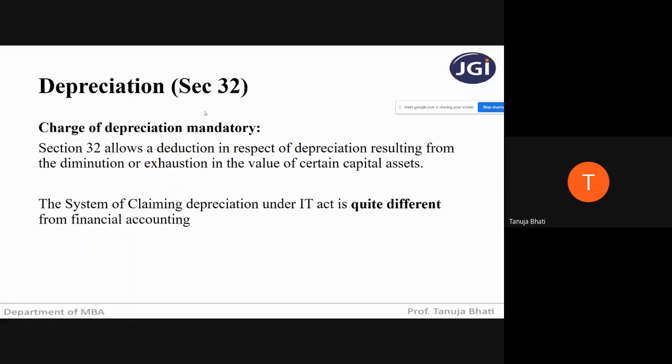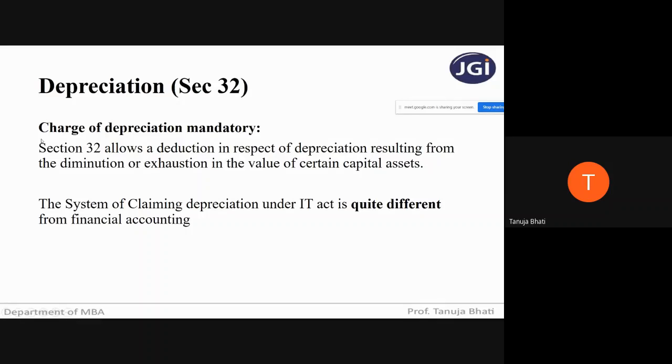First of all, what is the meaning of depreciation? As you all know, depreciation is nothing but the fall in the value of an asset. An asset, when there is a fall in the value of an asset due to maybe wear and tear, obsolescence, new technology. Okay, so depreciation is usually and always charged on an asset.